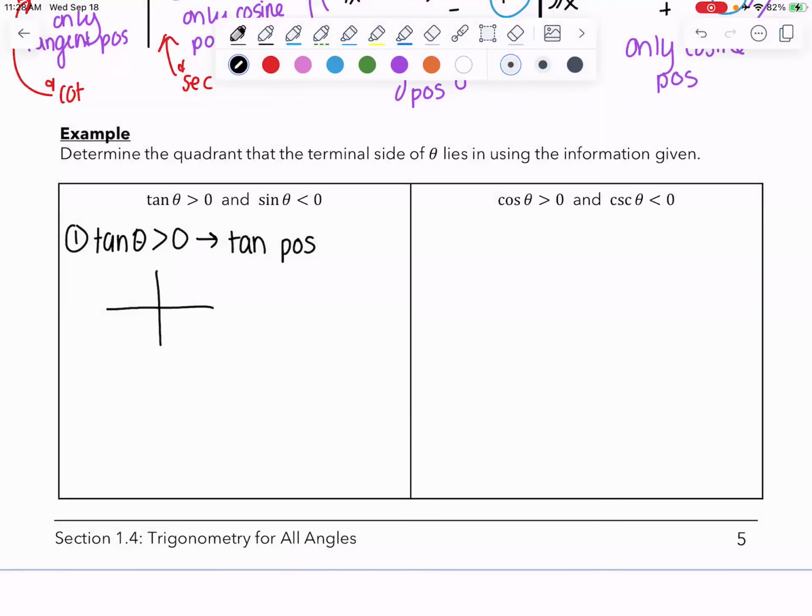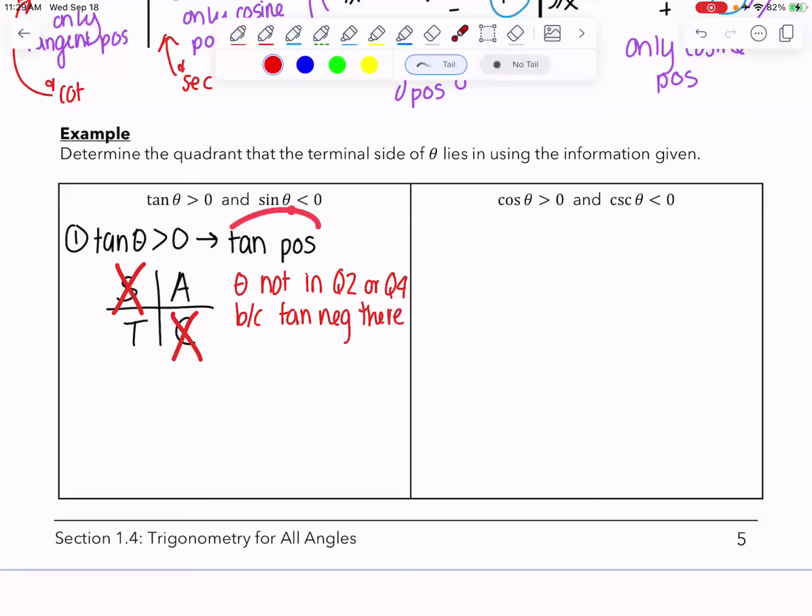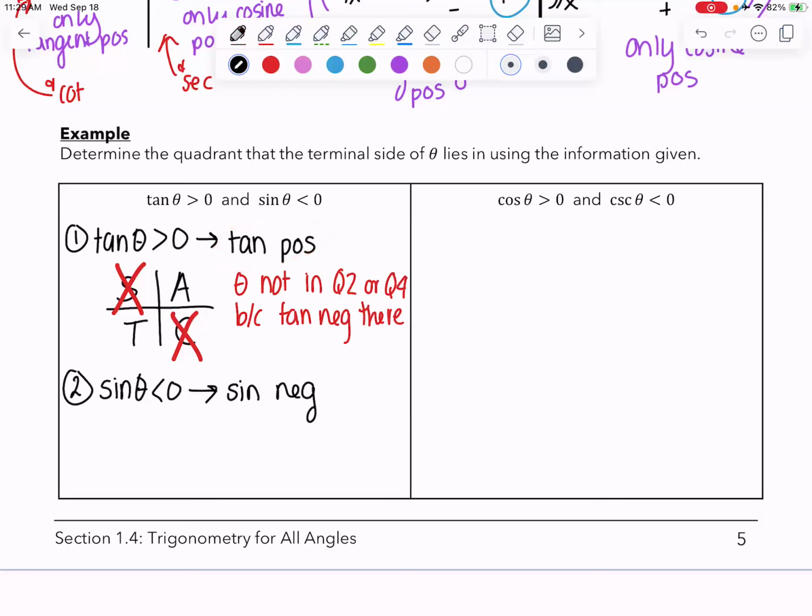So if I do an all students take calculus situation and tangent is positive, that means the angle can't terminate in quadrant 2 or quadrant 4 because tangent would be negative in those quadrants. And we were told tangent should be positive. All right, so now we just have to narrow it down to one more. The other information we were given was that sine of theta is less than 0. So that means that sine is negative. So we're choosing between quadrants 1 and 3.